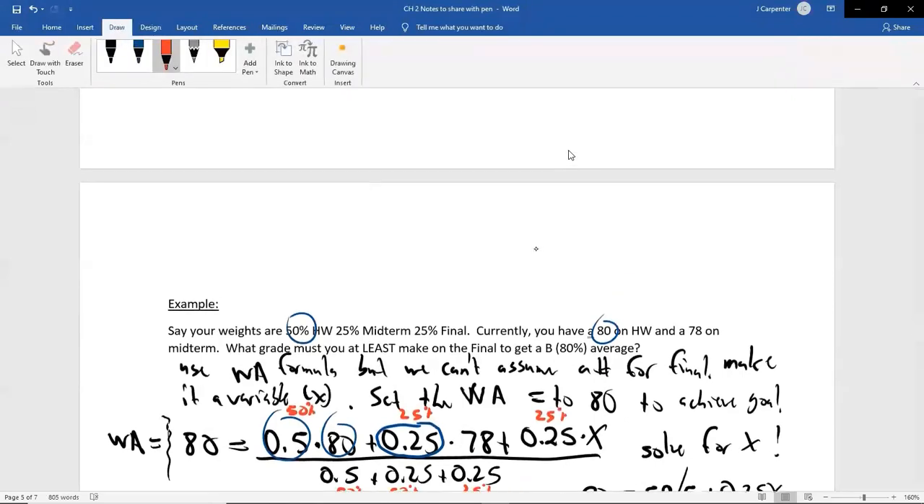All right, so back to where we were. We said the 50% was the homework. The 25% was the midterm, and the midterm grade was the 78, so that's there. But then we're trying to figure out what we need on the final exam, so we're going to include it this time. What do we need on the final? So here's the 25% for the final. We don't know the grade, and that's what we said we had to call it X. Then the bottom is just the sum of the weights, the 50 plus the 25 plus the 25, or 0.5 plus 0.25 plus 0.25. Again, just wanted to do this the different way so you can see it works.